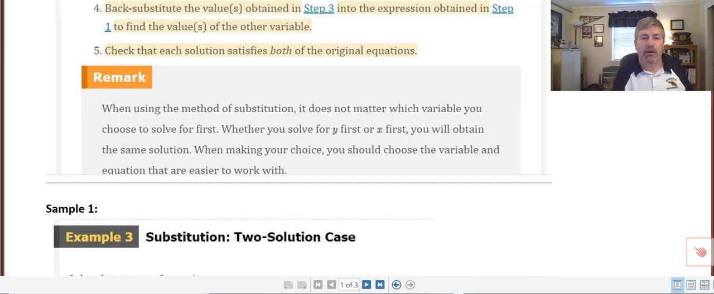Looking at the remark here, when using the substitution method, it doesn't matter which variable you choose to solve for first. Choose whichever is easiest, whether it's x or y. You're going to obtain the same solution. Making your choice, you should use the variable and equation that appears easier to work with.